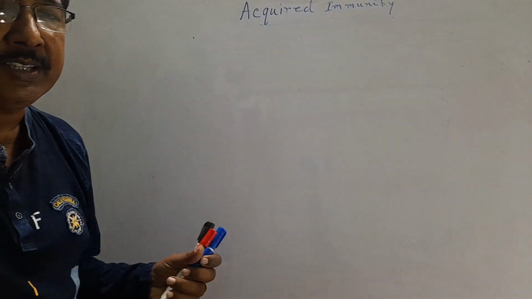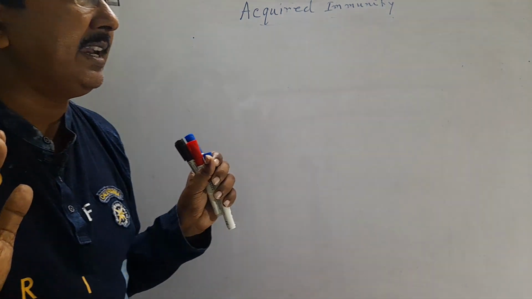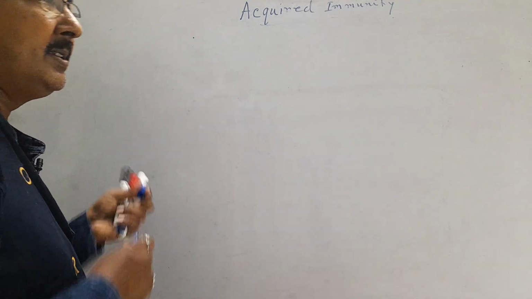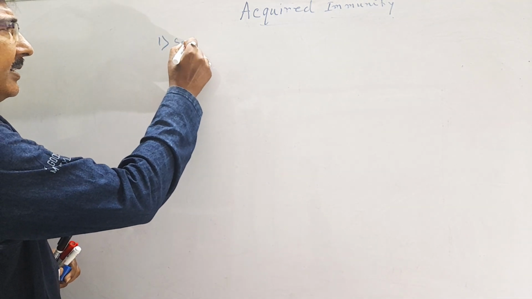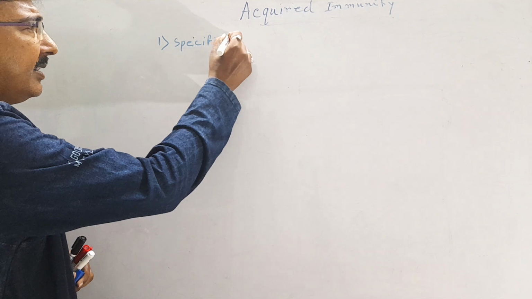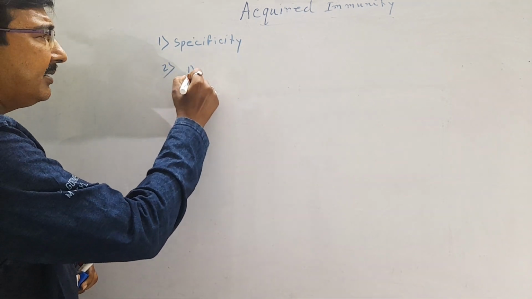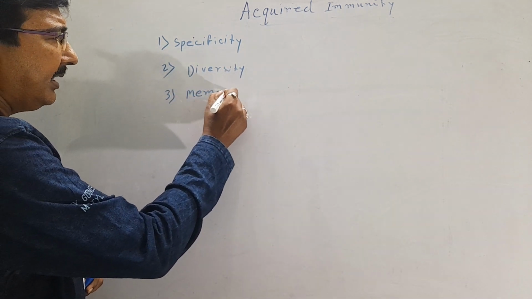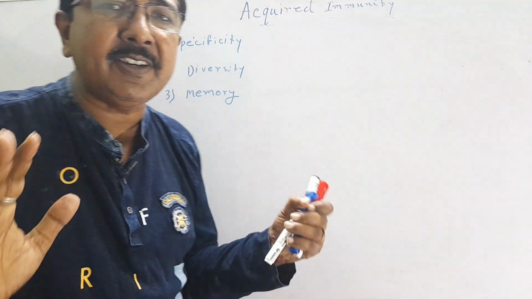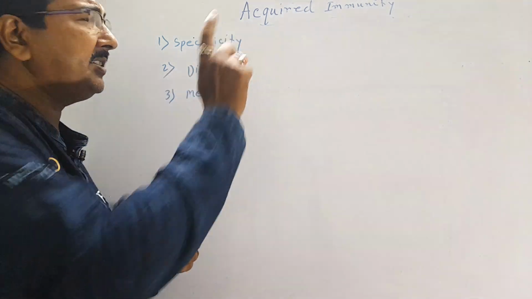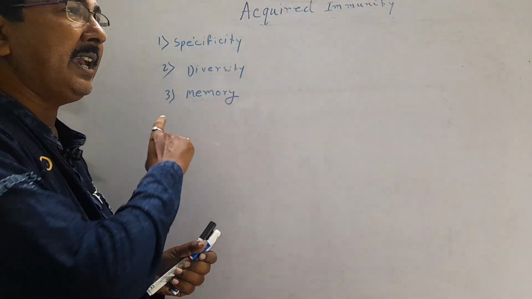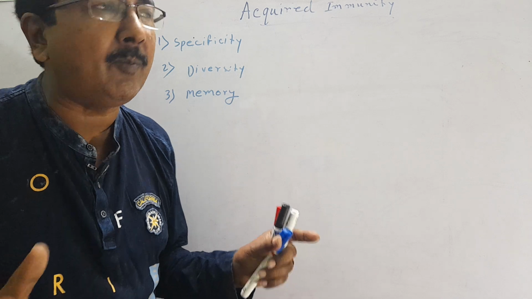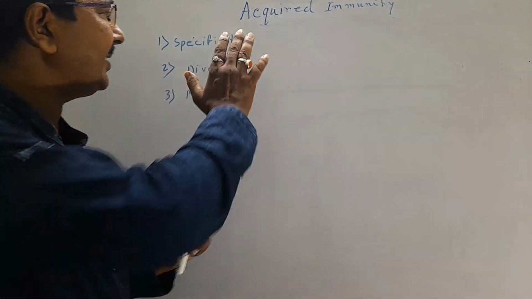Acquired immunity is a specific type of immunity. It has some features. What are the features of acquired immunity? Number one, specificity. Number two, diversity. Number three, memory. These are the three features of acquired immunity. Specificity means this type of immunity is specific for a specific microorganism.